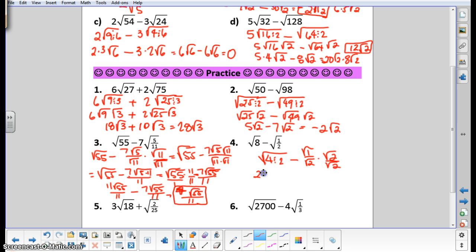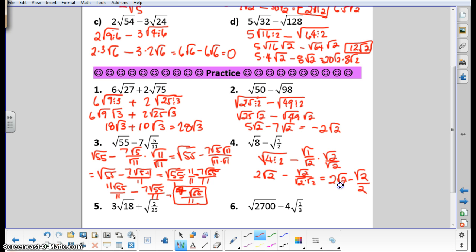So simplifying 4 times 2, you get 2 root 2. And that root 1 is just 1. So we have root 2 over root 2 times root 2. So root 2 times root 2 is, I'm just copying this one first, root 2 over 2.